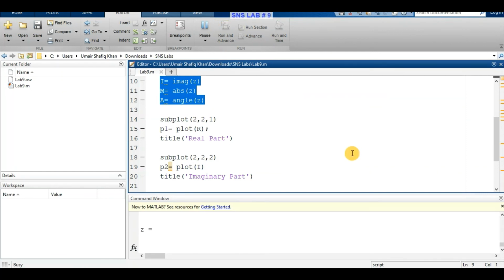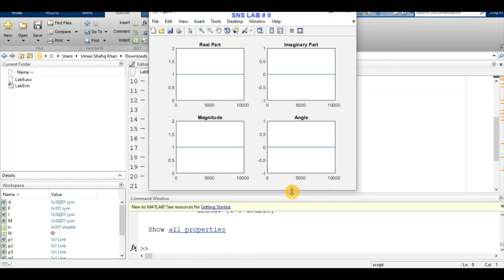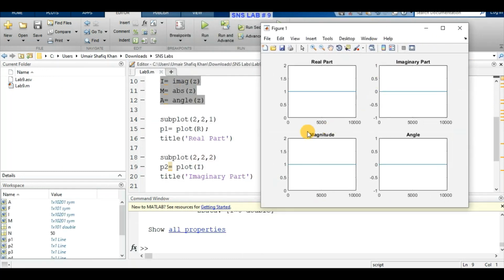When we will run this, we can see the output of this, where the real part stands at 1, the imaginary part is 0, as we can see no complex number exists in this, and similarly magnitude and angle.